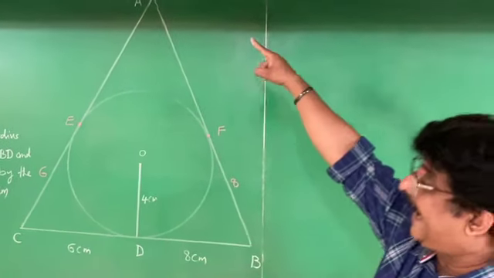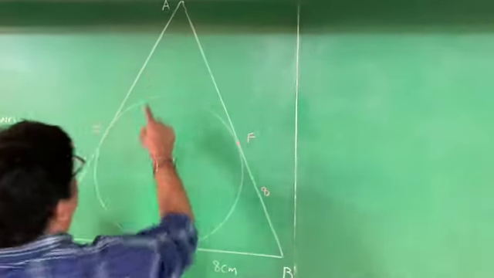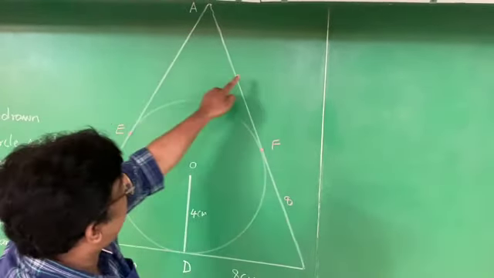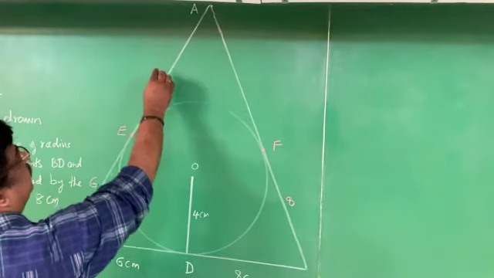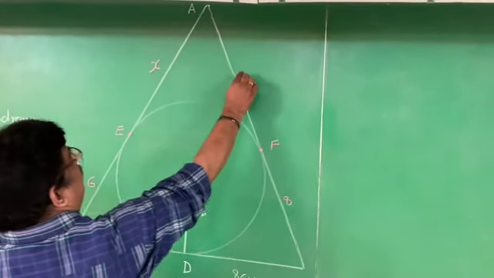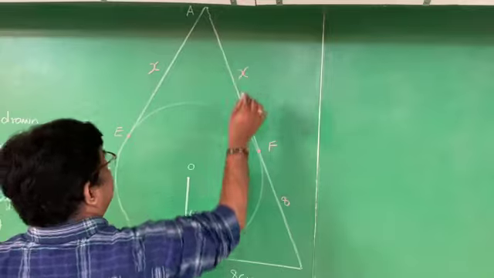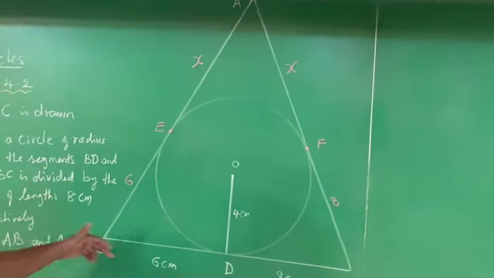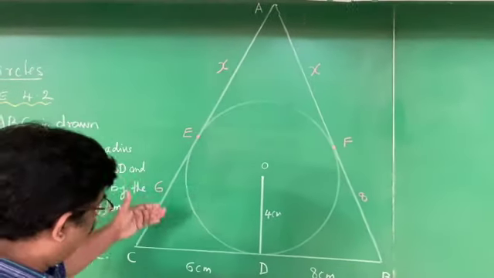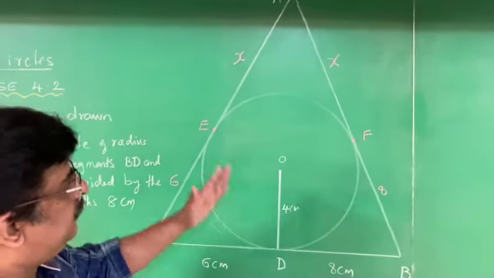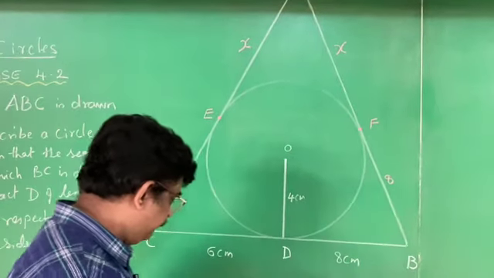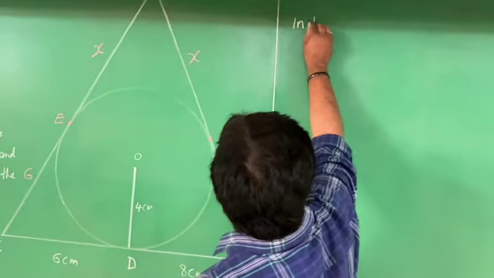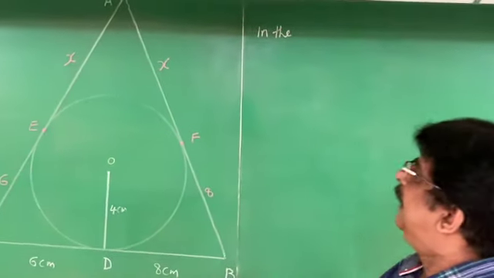And if you see A, from A 2 tangents are drawn, but he has not given any values for this. I take this as x. And this I got from the 10th standard theorem, that is, lengths of the tangents drawn to a circle from an external point are equal. First, I write that. In the given figure, it is a very lengthy problem. Therefore, I minimize the space.